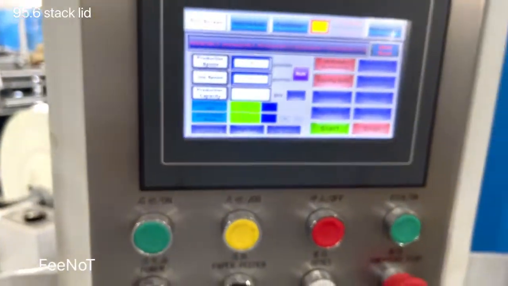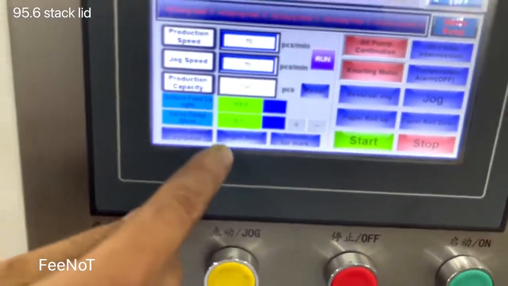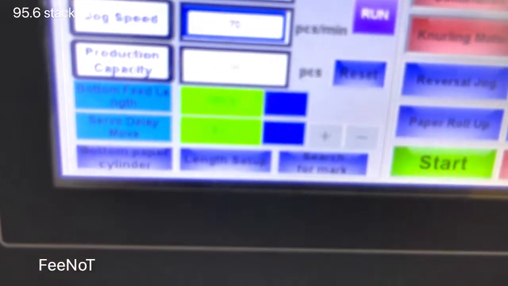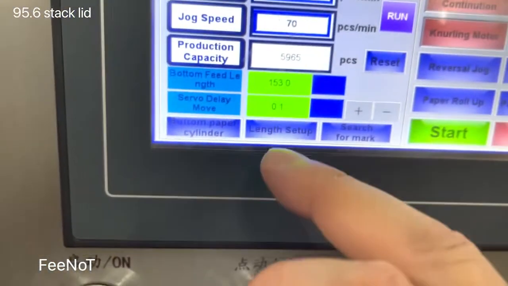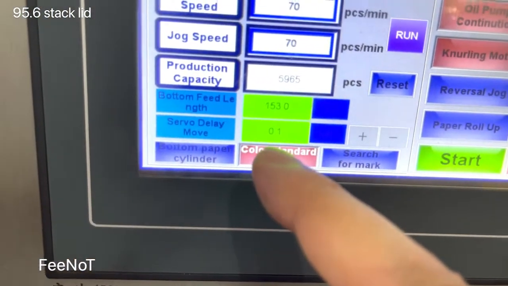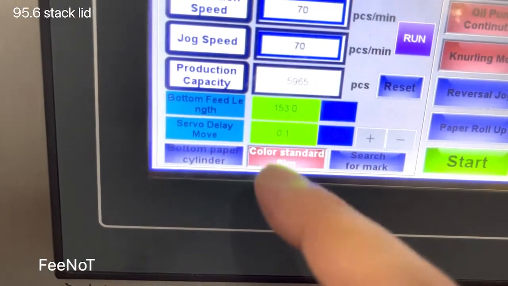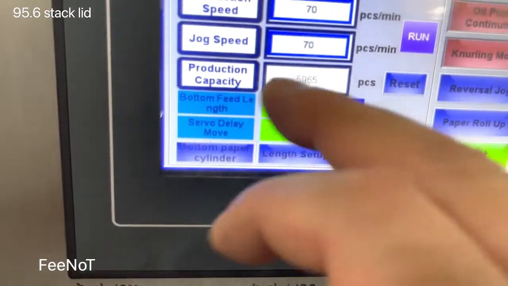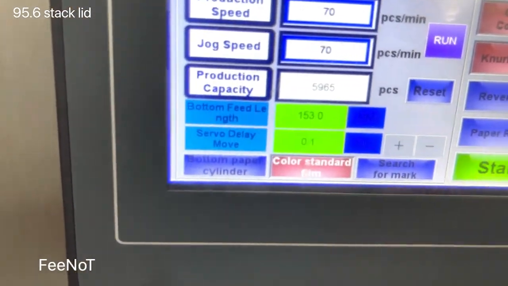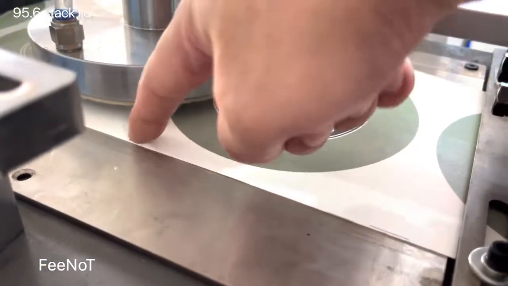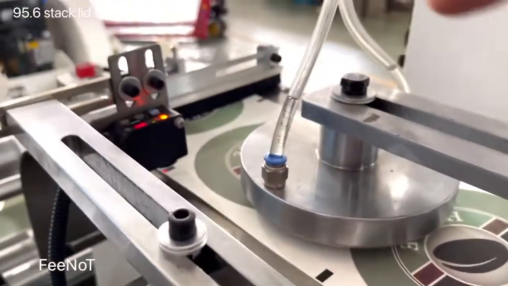然后呢？要把这个色标点开。Search for mark, and you should set search for 色标. This one should set for the color standard. This one is off, it's feed by length. This one is set by the search the mark. That means he will feed against the mark, and here will feed against the mark.